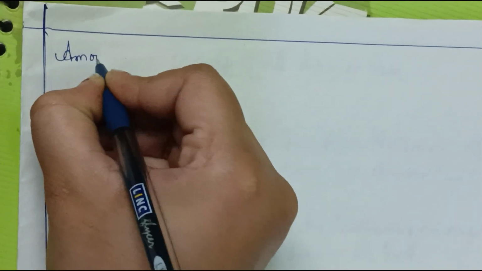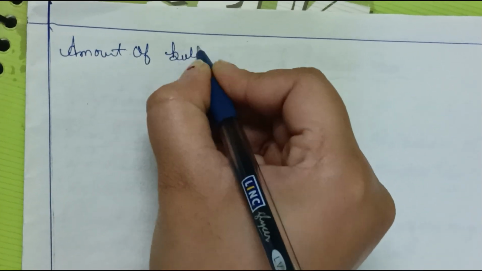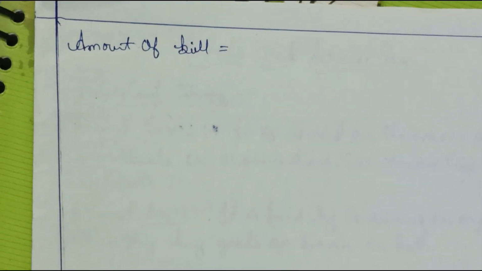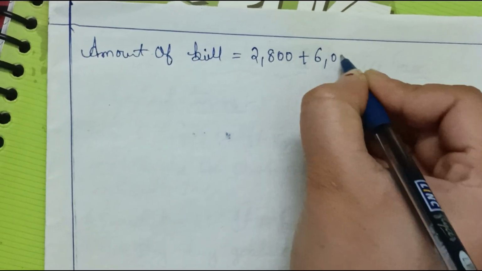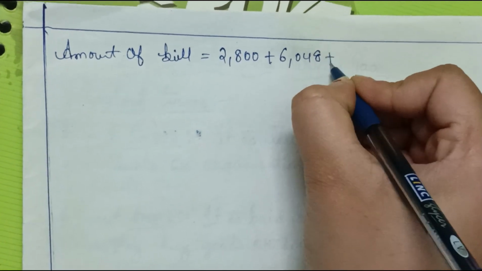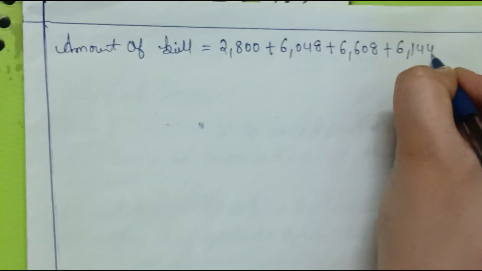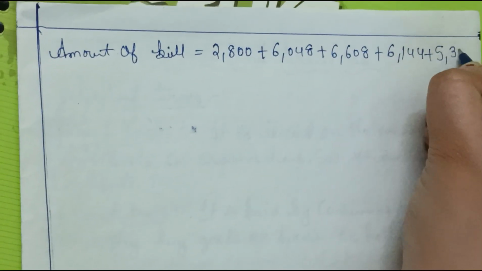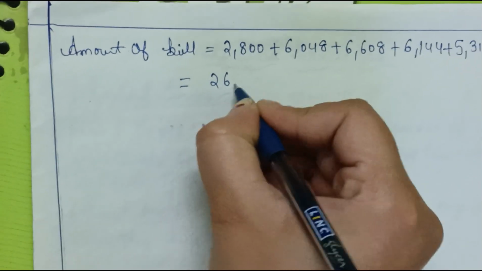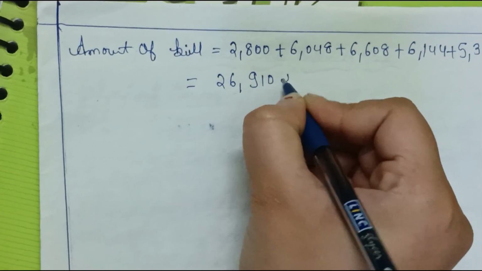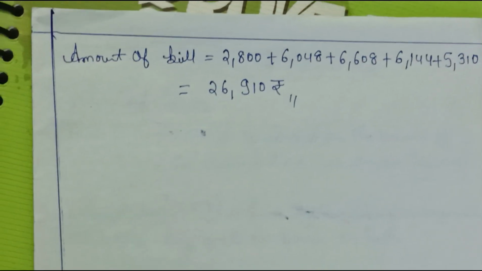Amount of bill equal to 2,800 plus 6,408 plus 6,608 plus 6,144 plus 5,310, and the amount is 26,910 rupees. So here our solution is finished.